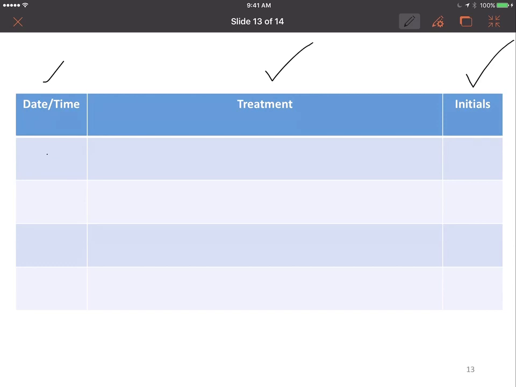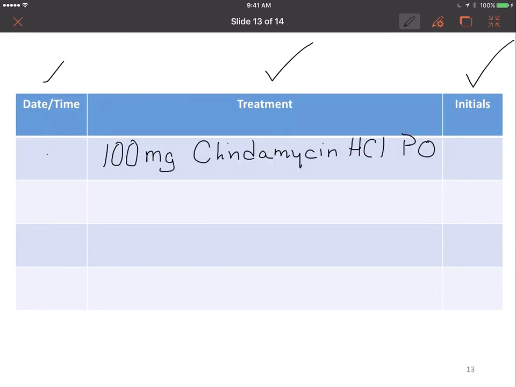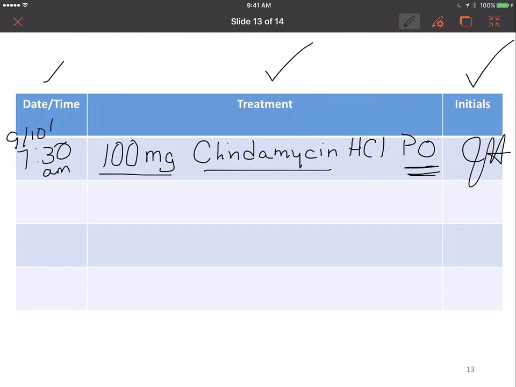So in this case, we're using the first example of the clindamycin. We'll be writing the dose amount of the drug, 100 milligrams clindamycin HCl, was given orally, so I'm writing PO, and then my initials, whoever did it. So this gives you the dose, the drug, and the form that it was given in at whatever time. Let's say it was 7:30 a.m. on the 10th of September.